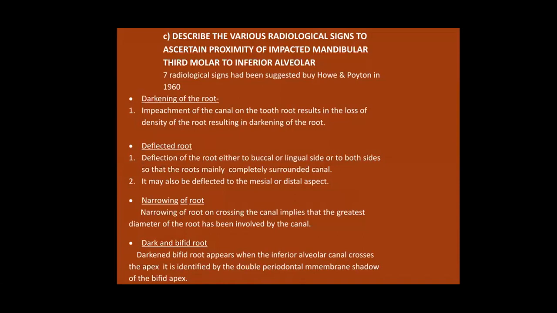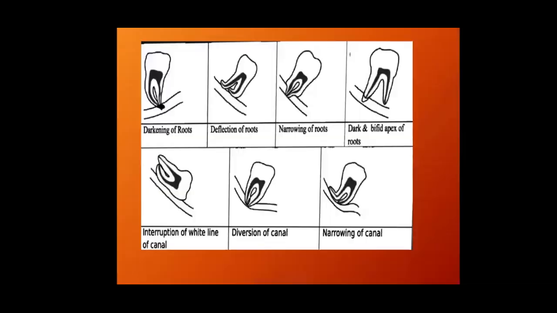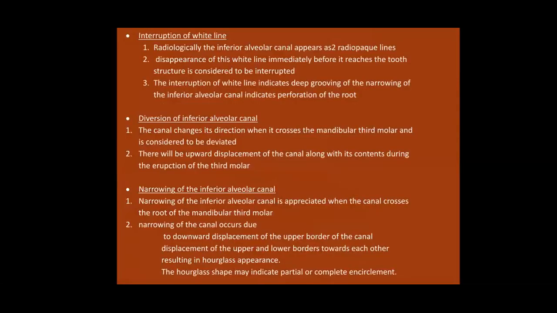The fourth is dark and bifid roots. Darkened bifid roots appear when the inferior alveolar canal crosses its apex. It is identified by the double periodontal membrane shadow of the bifid apex. Then comes the interruption of the white line. Radiologically, the inferior alveolar canal appears as two radiopaque lines. Disappearance of this white line immediately before it reaches the tooth structure is considered to be interrupted. The interruption of the white lines indicates deep grooving of the root, and narrowing of the inferior alveolar canal indicates perforation of the root.